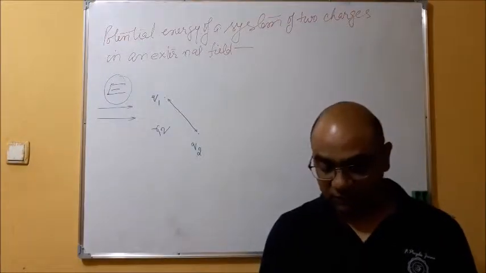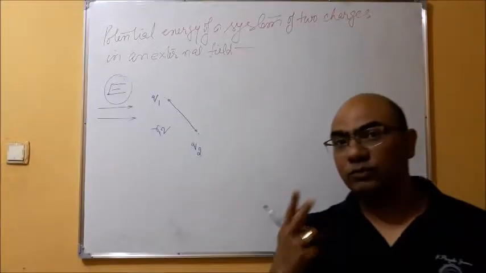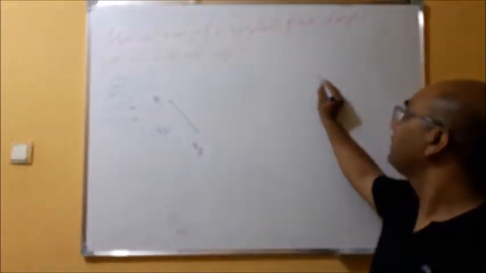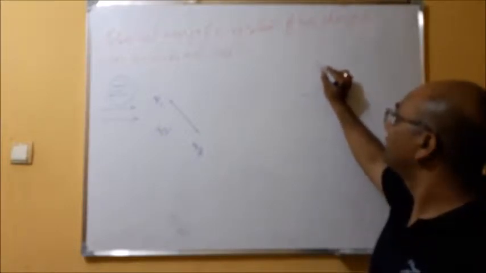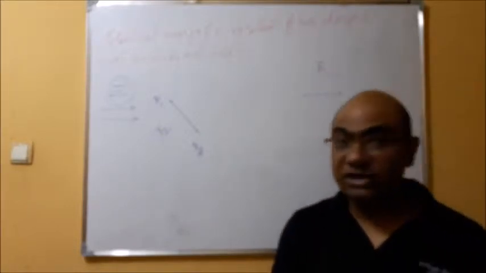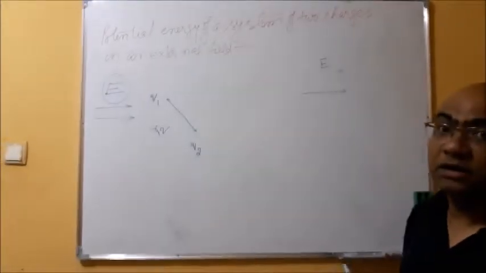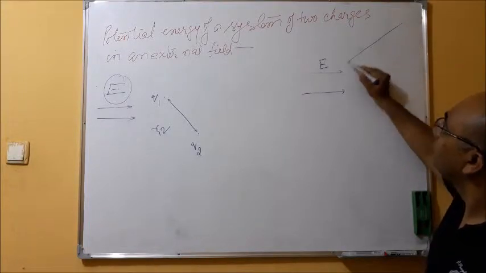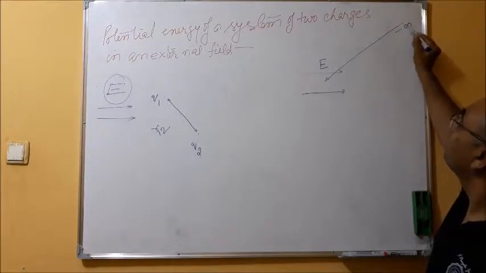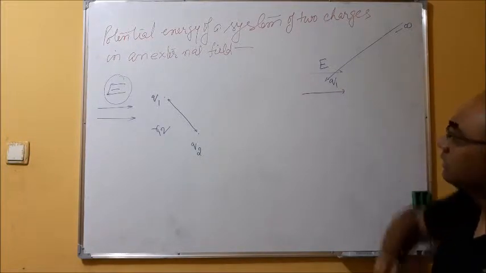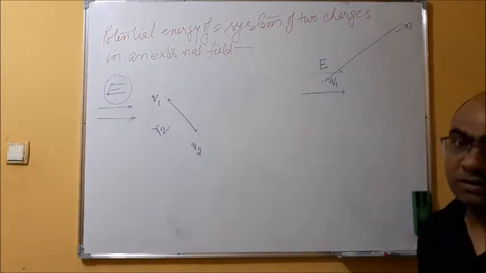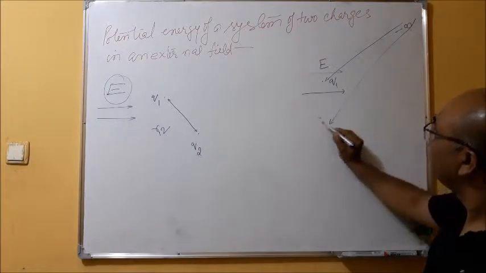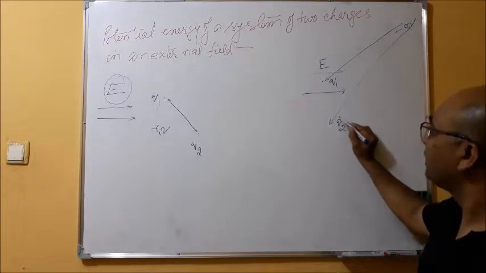So we will start in a way that you know that we have two charged particles. Initially, suppose there is only the electric field E acting, and there is no charged particle. Now what we are doing, we are trying to bring the first charged particle from infinity, and after this charged particle, we will try to bring the second charged particle Q2.